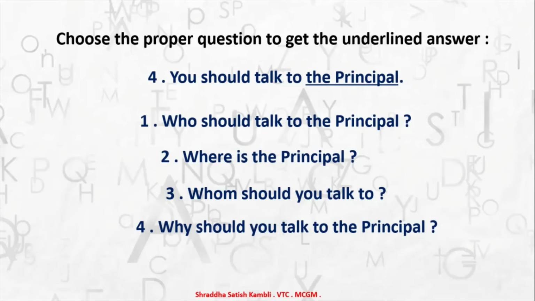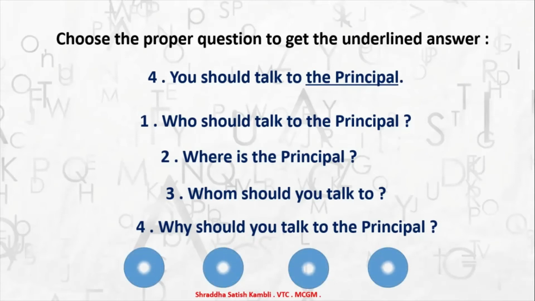So this could be right, but when I say who should talk to the principal, again I'm talking about a person, but will it be right? Let's see. Okay, so the correct answer here is the third one. Whom should you talk to? Then the answer will come, principal. If the "you" is underlined, then the first one would have been correct. Who should you talk to? You should talk to the principal.